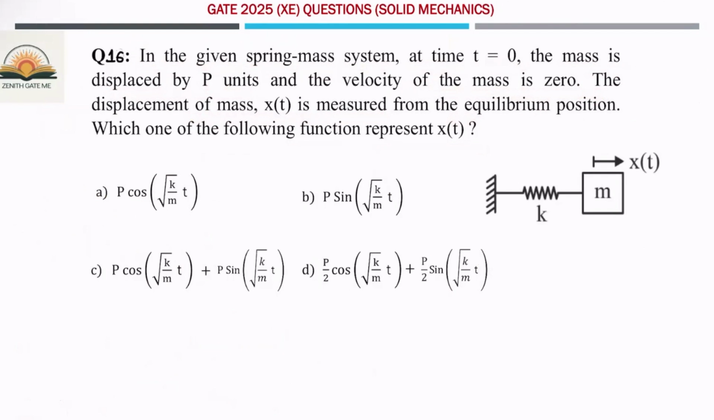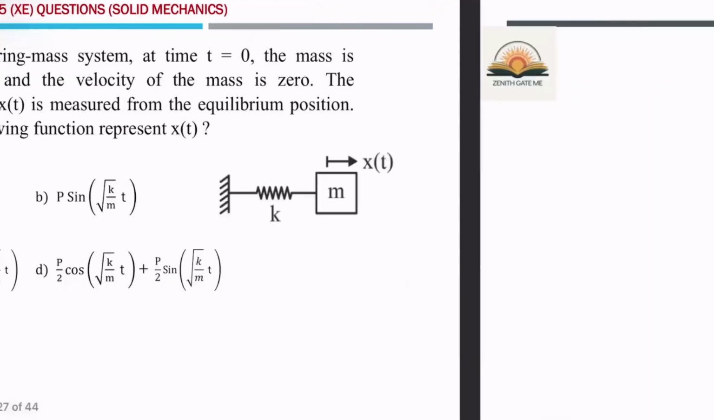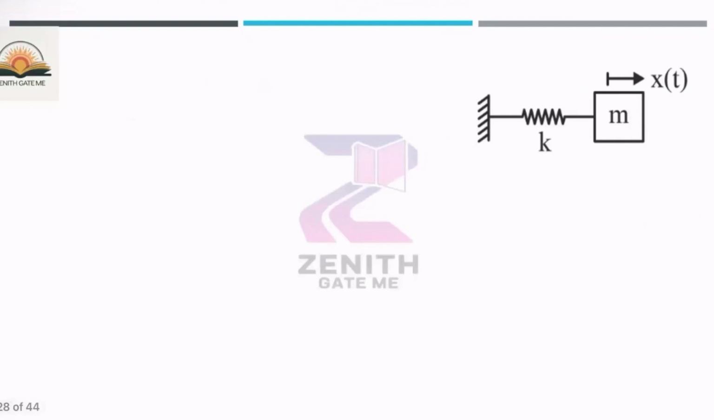For that, they have given the condition at time t equal to 0: the displacement of the block is P units and the velocity is 0. I will utilize this condition for finding the generalized equation of the displacement. At time t equal to 0, x is equal to P and the velocity will be 0. The natural frequency of a spring mass system is root of k by m.